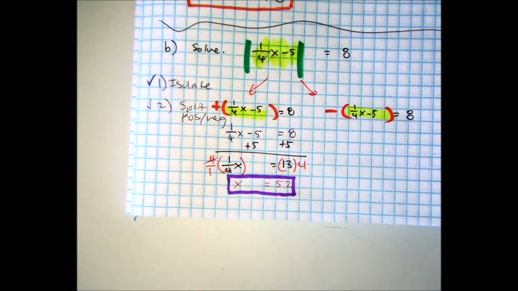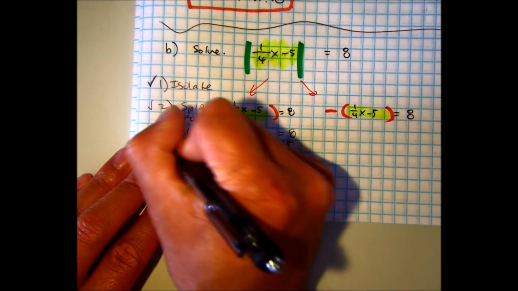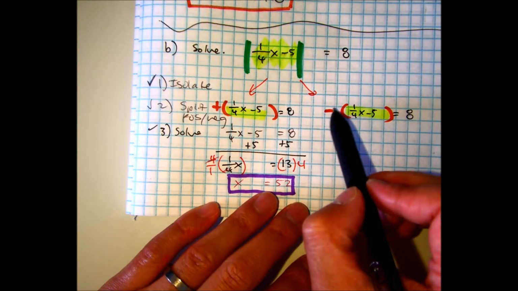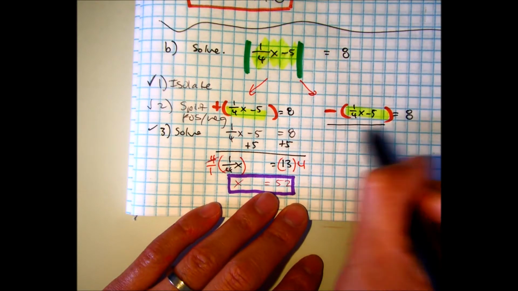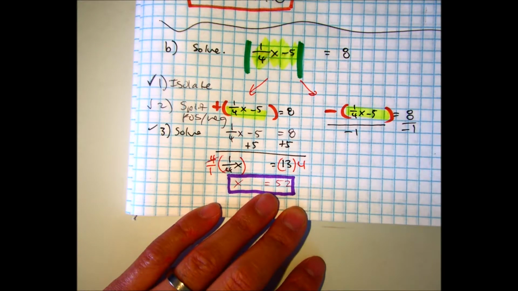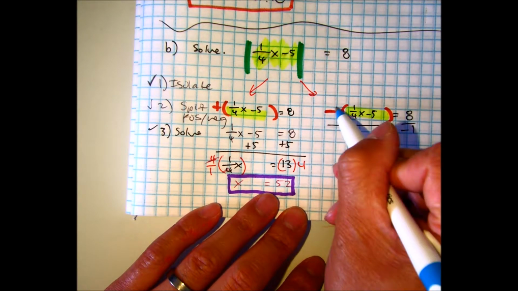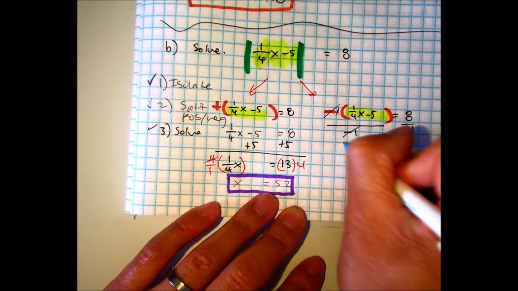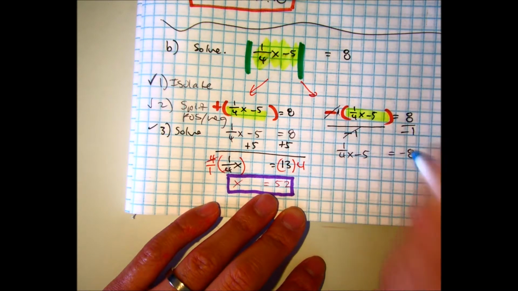Let's look at the other side. So right now we're doing step number 3, which is just to solve. Here, I could distribute the negative sign, but I can also divide by -1. Why did I do that? Well, negative divided by negative is what? So essentially my -1 and -1 equals a +1. So I'm left with 1/4 x minus 5 equals -8.